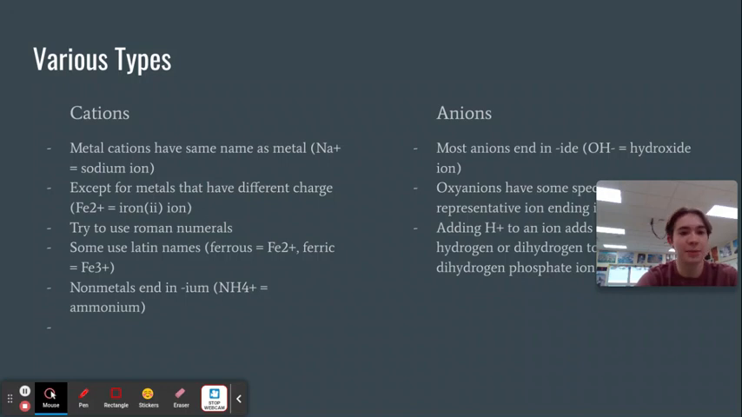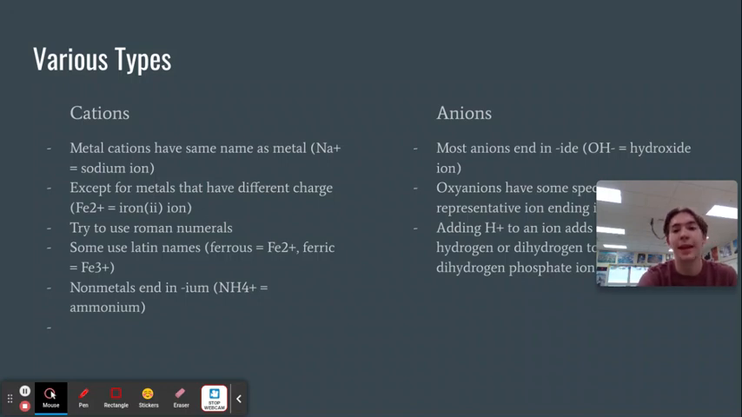Sometimes with these different charges, they use Latin names, like Fe2+ is the ferrous ion, and Fe3+ is the ferric ion. With copper, Cu+ is the cuprous ion, and Cu2+ is the cupric ion. They're kind of weird. They're mostly memory-based. Most of the time you don't have to know these, but I would be able to identify them if need be. A lot of the non-metal cations end in the "ium" ending, like the ammonium ion or the hydronium ion, H3O+, which is an excess of H+ ions.